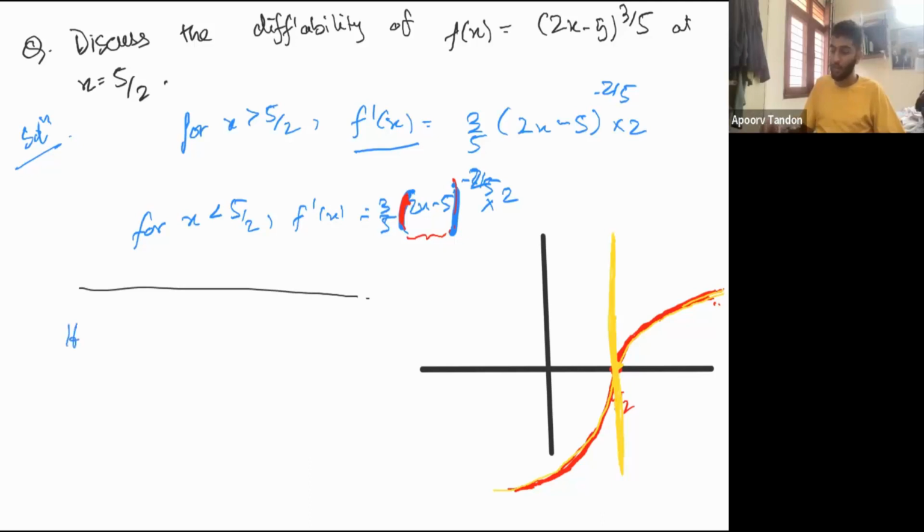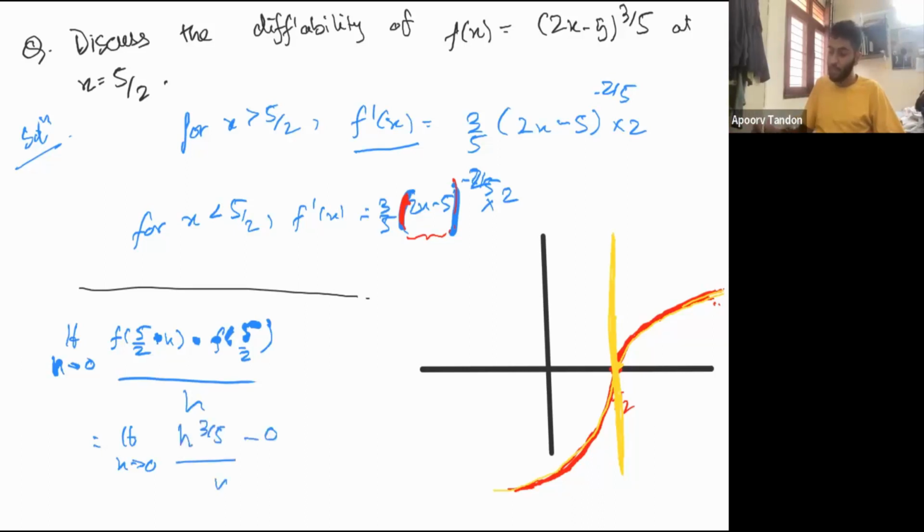If we want to see the justification from the first principles definition, we can compute either the left hand or the right hand derivative for this purpose. Let's look at the left hand derivative or the right hand derivative. So the limit as h tends to 0, f of 5/2 plus h minus f of 5/2 divided by h. This is the limit as h tends to 0. F of 5/2 plus h will be h raised to 3/5 minus f of 5/2 is 0 divided by h, which is limit as h tends to 0 of h raised to -2/5.